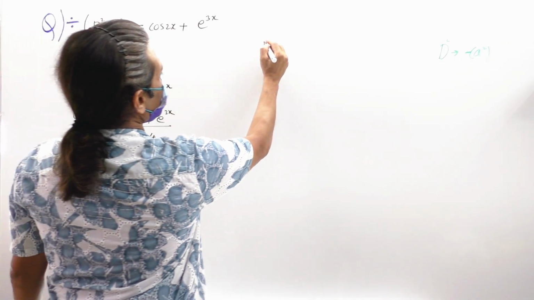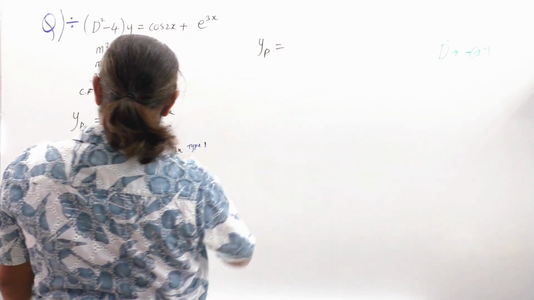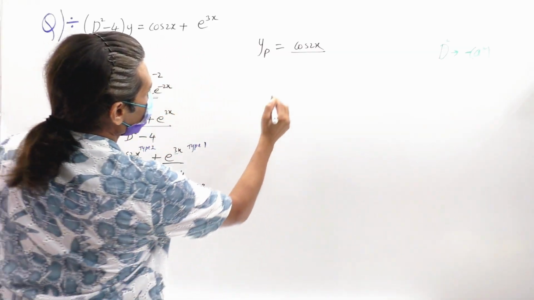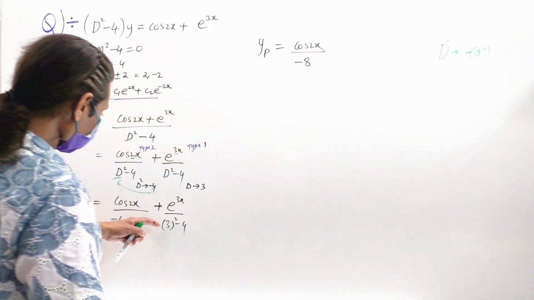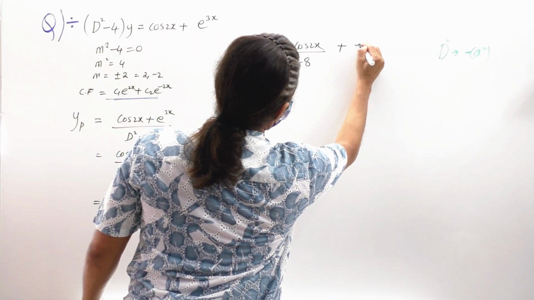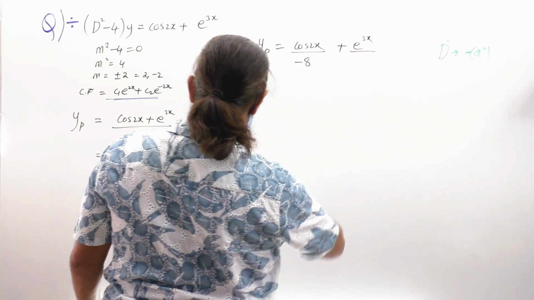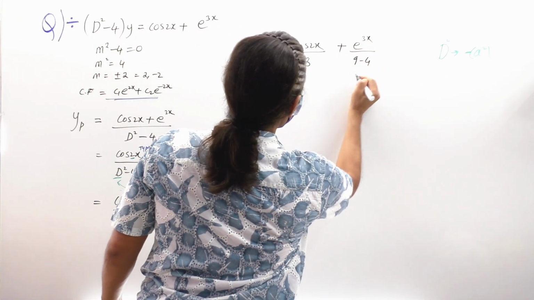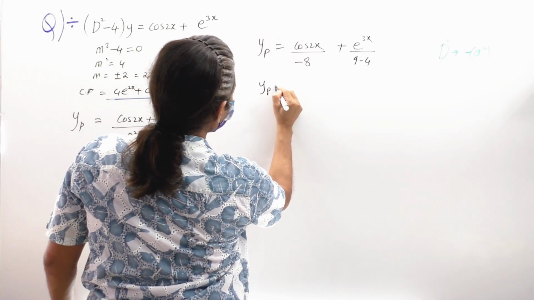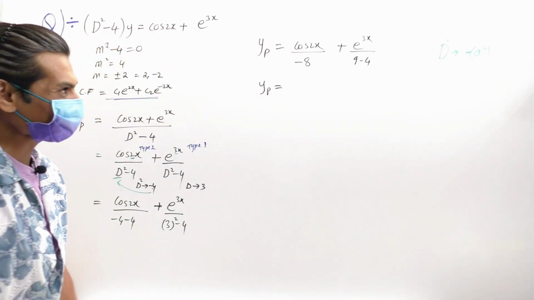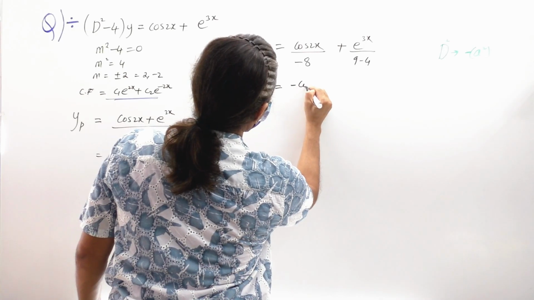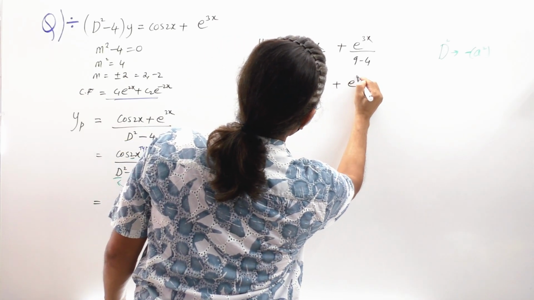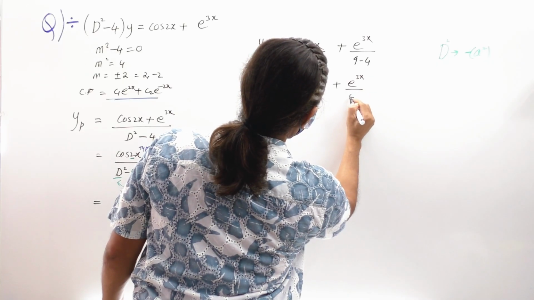That will be, we have yp as equal to cos 2x divided by minus 8 plus e raised to 3x whole upon 3 square is 9 minus 4. Therefore, the particular integral yp, it was a very simple question. It is minus cos 2x by 8 plus e raised to 3x by 9 minus 4 is 5.